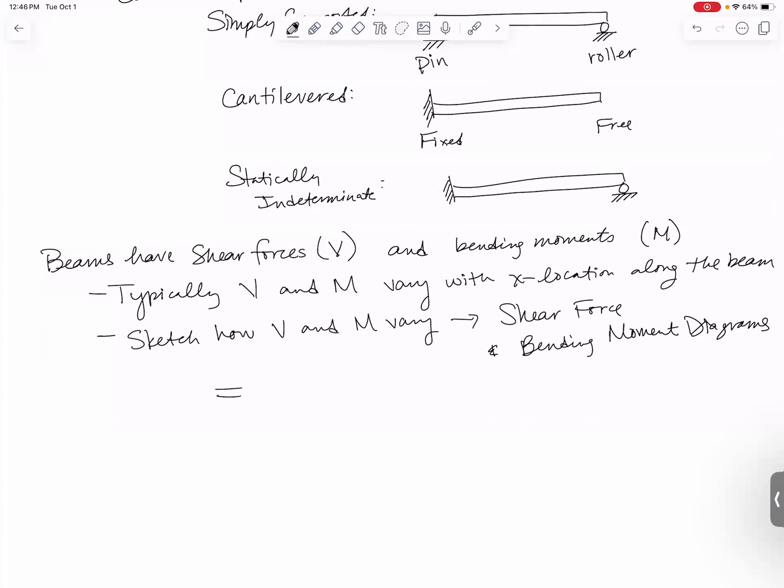So ultimately, we want to find V max and M max, our maximum shear force and our maximum bending moment along that beam, and sketching out how these quantities vary as we go from left to right across the beam will enable us to figure that out.